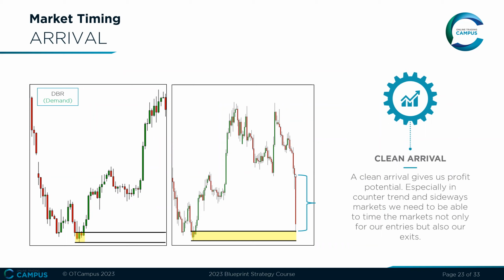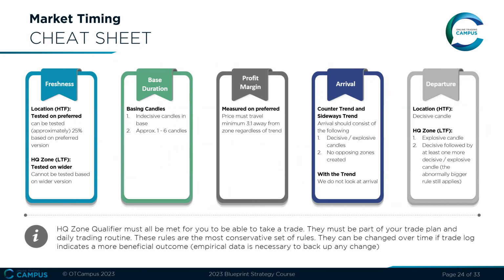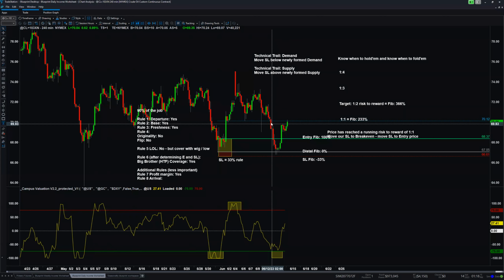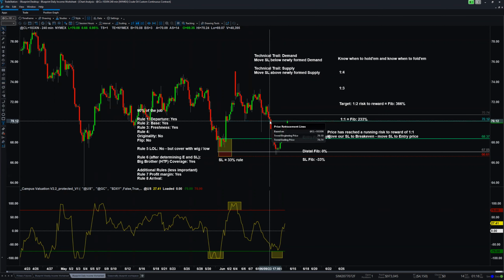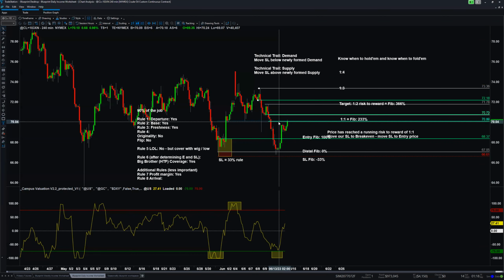So here you see an example, very clean arrival into a demand zone, just one large candle, which means price has enough space to rally back into opposing supply. What that would look like in this scenario as price came back, this is pretty good because I don't really see a whole lot of supply apart from here, right? So maybe here is the first supply that I see. And then I have quite a lot of supply here and here. So it's a sideways trend.